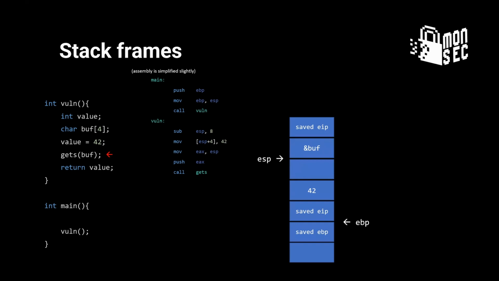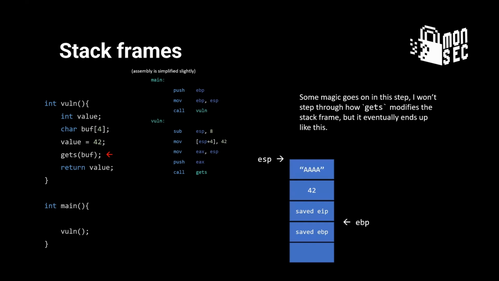There are a few other calling conventions that are simplified. I'm just going to skip over what this does, because it makes stack frames on top and makes system calls on top of that. But ultimately, all we care about is that when gets returns, it will have written whatever input the user put into the system into this char buffer here. Let's just assume they entered 4 characters, A, A, A, A. So that's saved onto there first.